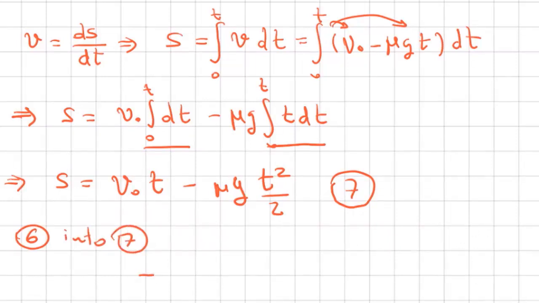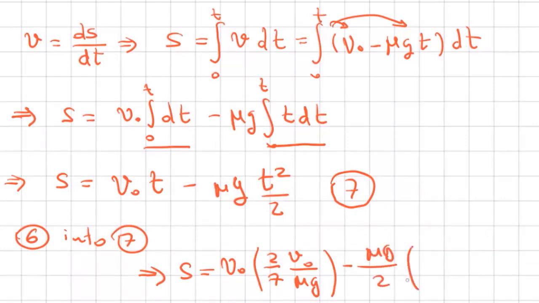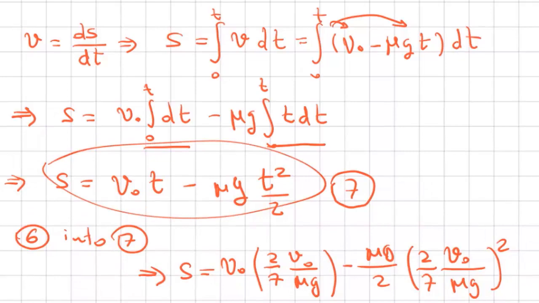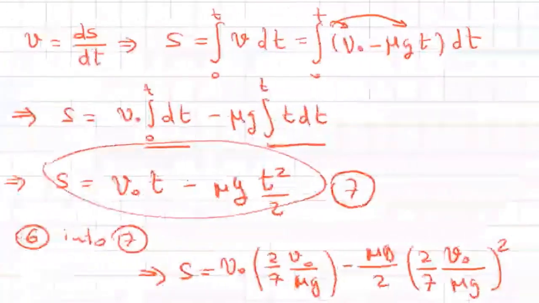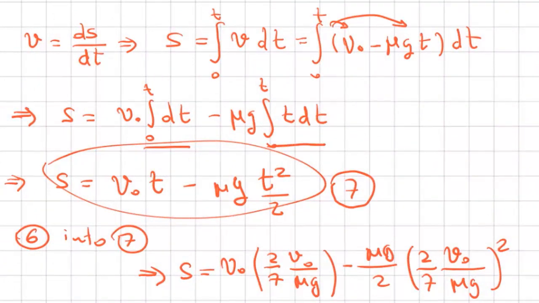and we get the following equation: s equal to v0 multiplying 2 divided by 7 v0 divided by mu g, minus mu g divided by 2 multiplying 2 divided by 7 v0 divided by mu g, squared. Okay, remember that we replace 6 into 7. We have 7 right here, and we have equation number 6 right here, and I replaced 6 into 7 and I got this. Okay guys, let's keep going.